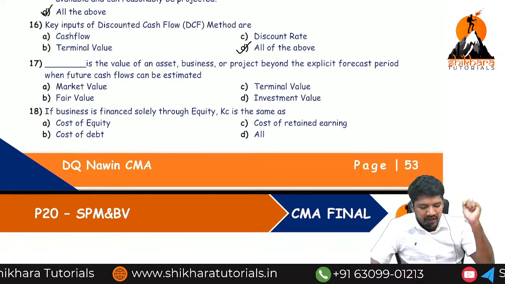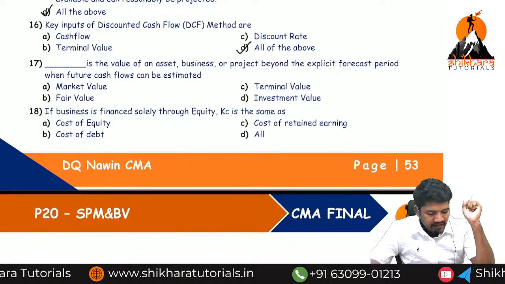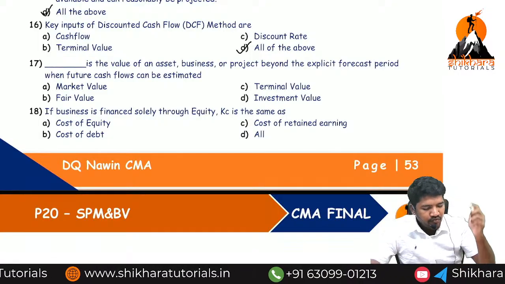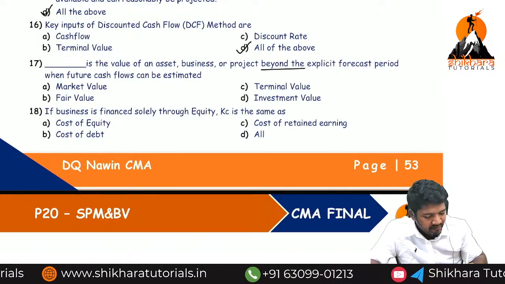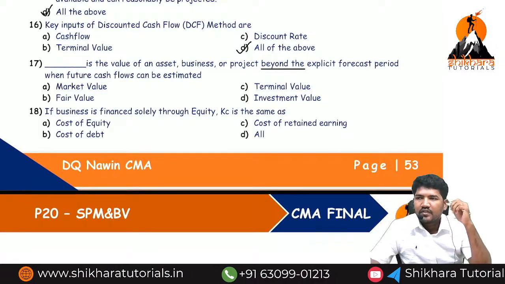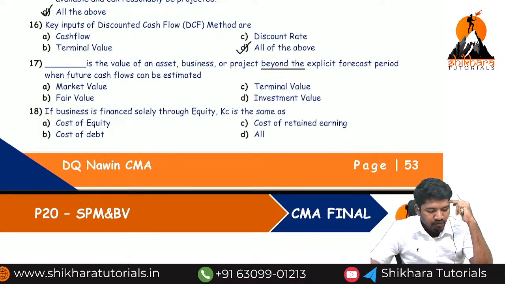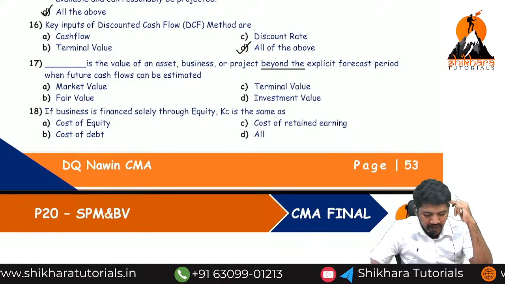MCQ number 17. Dash is the value of an asset, business or a project beyond the explicit forecast. Highlight the words beyond the explicit forecast period where the future cash flows can be estimated.